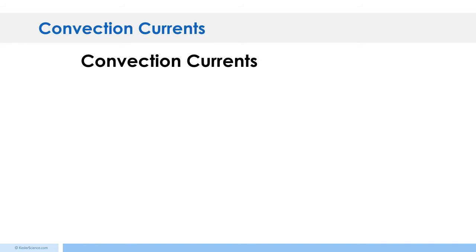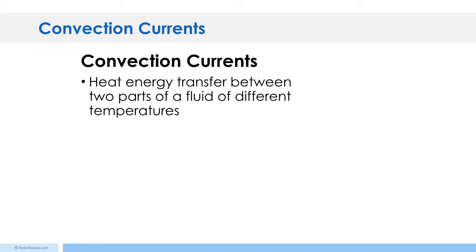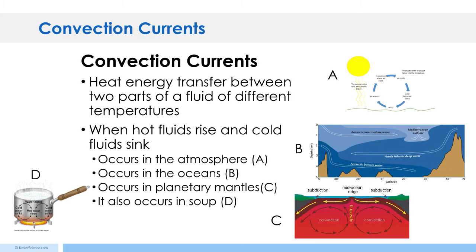All right, so convection currents. What is a convection current? You know that a convection current is the heat energy transferred between two parts of a fluid of different temperatures. We talked about convection currents a great deal in regards with plate tectonics. So when hot fluid rises and cold fluid sinks, it creates the convection currents.